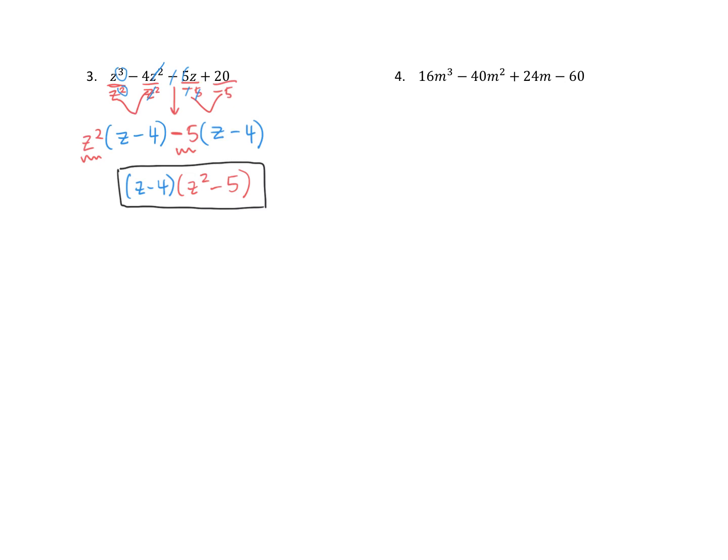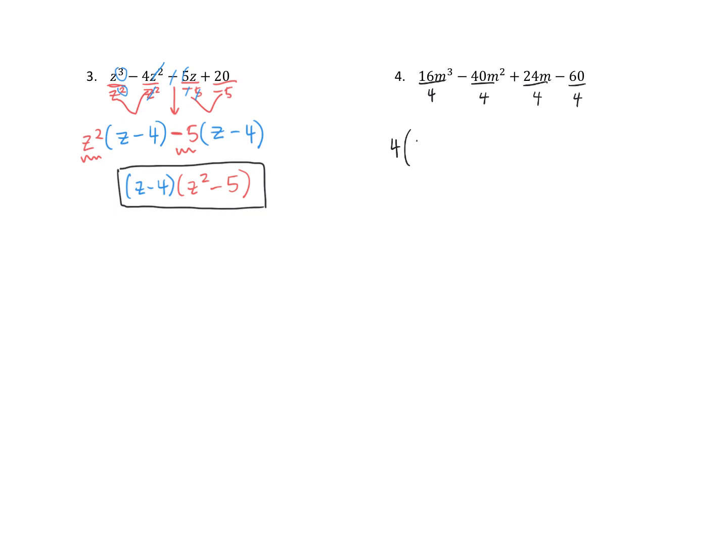Number 4, we have 4 terms, so that should indicate factor by grouping. The first thing we always want to check is there a common factor among all 4 terms? Well, this time I have numbers that look like they could have something in common. So 16 is divisible by 4, so is 40, so is 24, and so is 60. They don't all have an m because the 60 is a constant, so that's out. But they look like they're all divisible by 4. So that means that's a greatest common factor, and I need to factor that out before I go further.